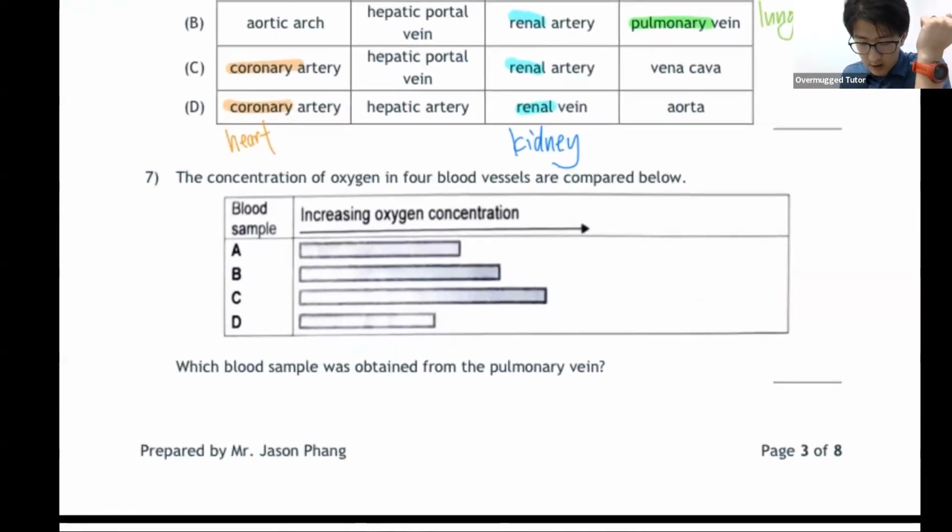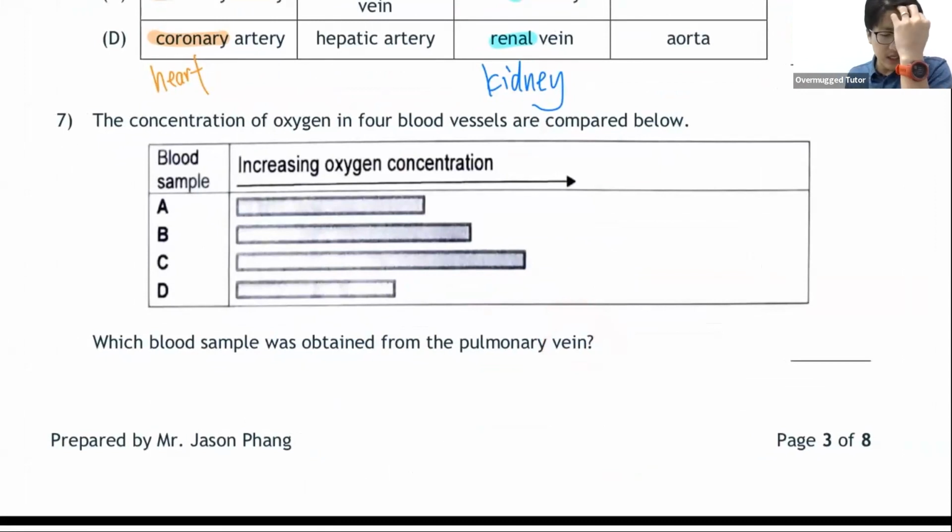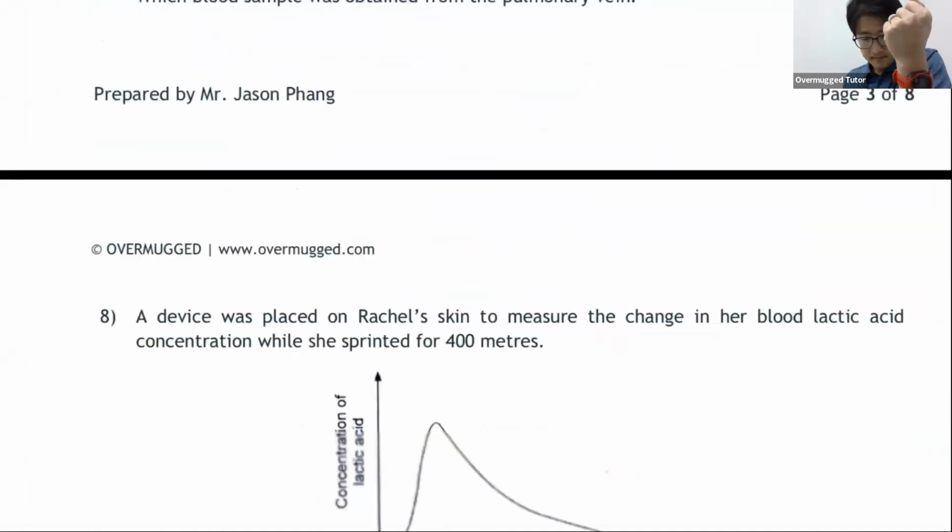Okay, fairly straightforward. So again, revising pulmonary and vein. This one, Destiny, the answer should be: pulmonary means lung. Vein means going into the heart. C, right? Because if it goes into the heart, it means it came from the lung. Just absorbed lots of oxygen. Answer is C. Okay.